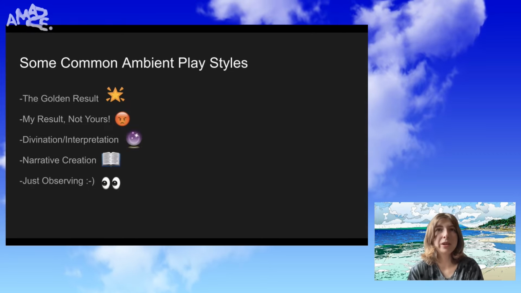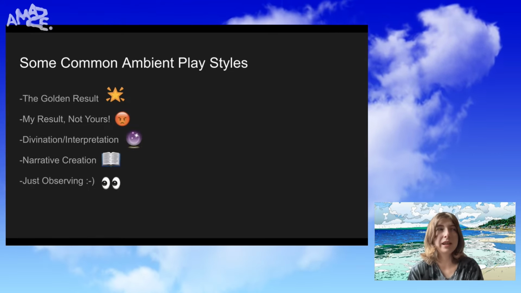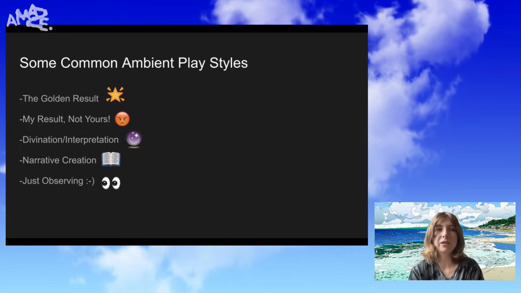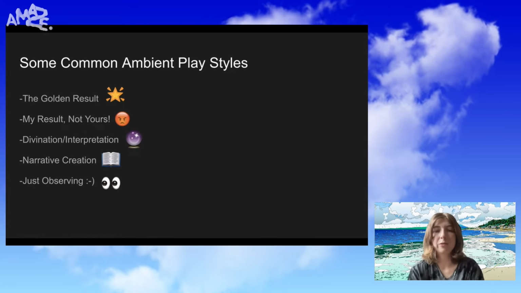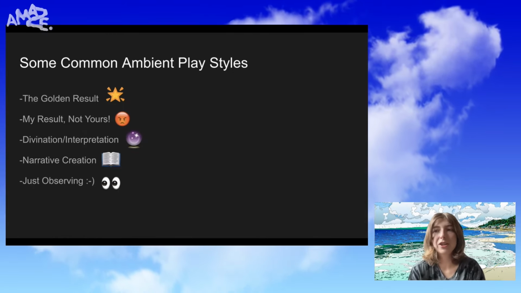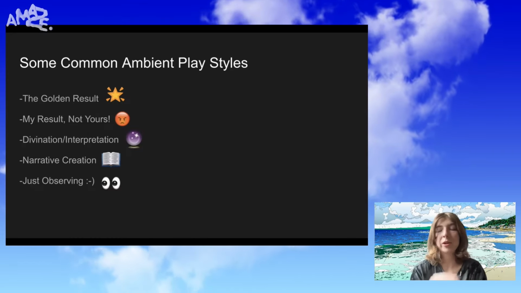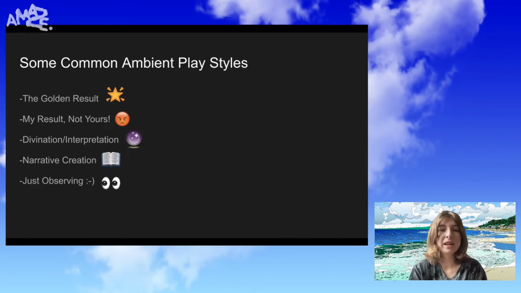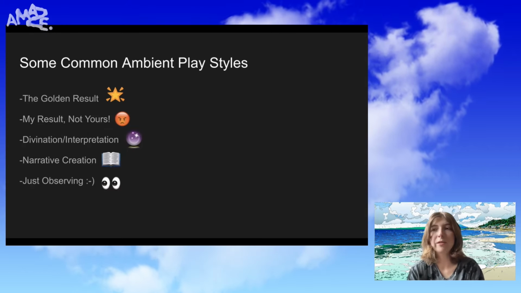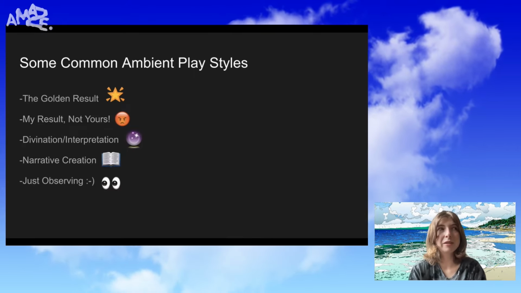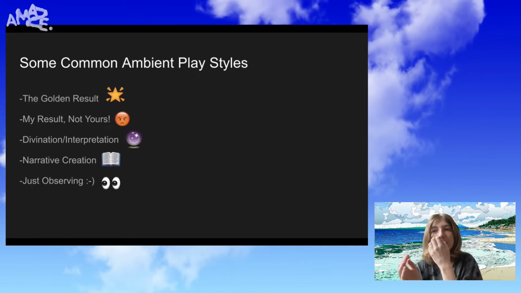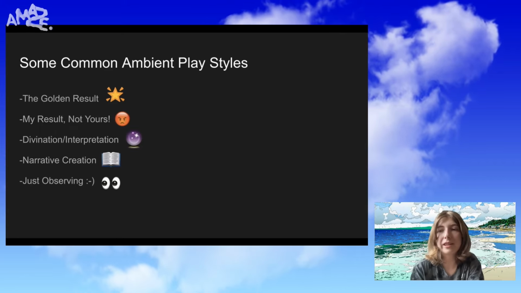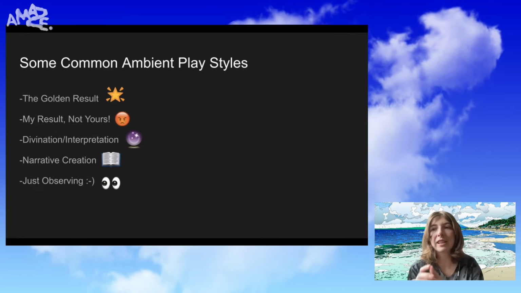But this is a practice where you take the results of a complicated system and connect them to some element of the real world. That could be your life, or the life of the person getting the reading, or just the state of the world at large. There's narrative creation, where you take the results of a complicated system and apply them to a fictional setting. And then there's my favorite, which is just observing, where you don't have a goal or a vested interest or something you do with the results. You're just there because you want to see something interesting happen, and you want to see it in real time.